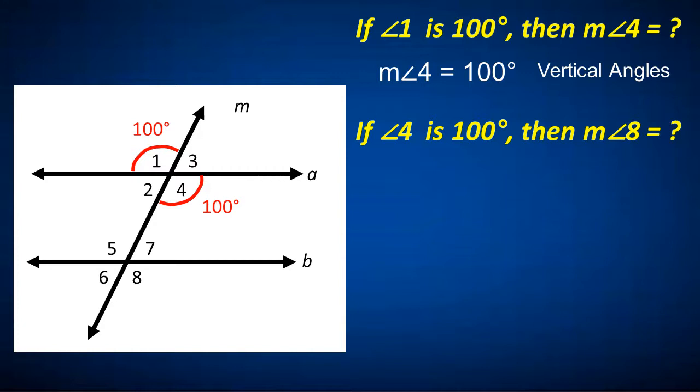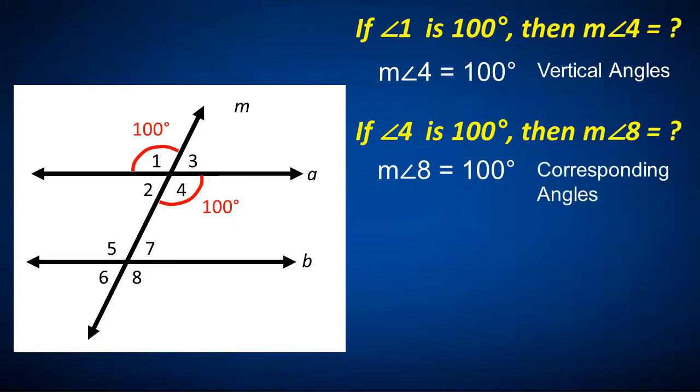So angle 4, look at its position, it is interior. Angle 8 is exterior. And they are lying on the same side of the transversal, meaning they are corresponding angles. And the property says corresponding angles are congruent, meaning if angle 4 is 100, angle 8 is also 100. Our reason again is because they are corresponding angles. It's just in the properties.